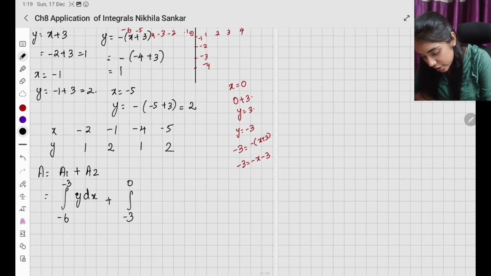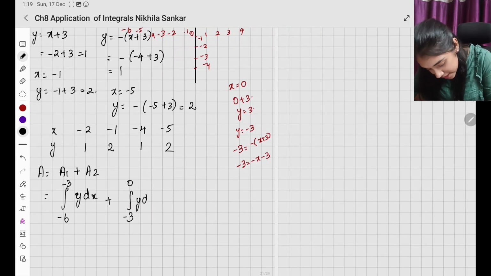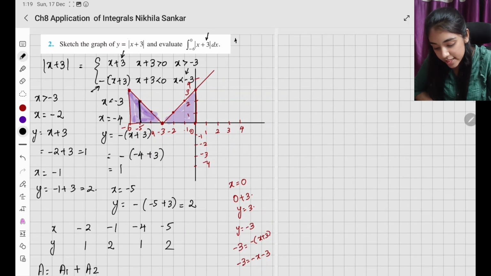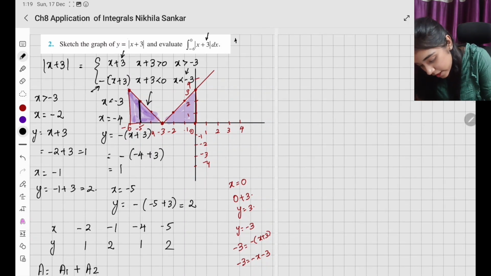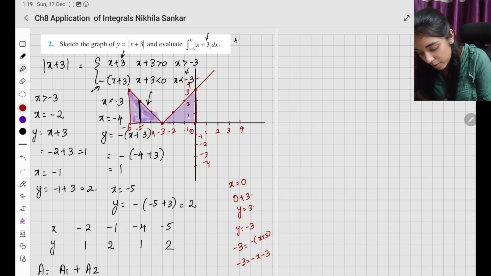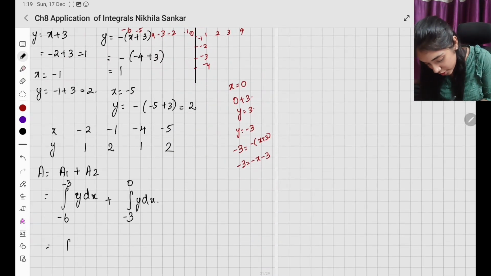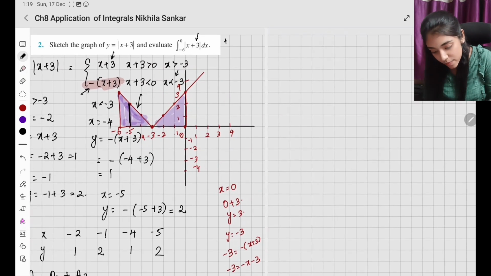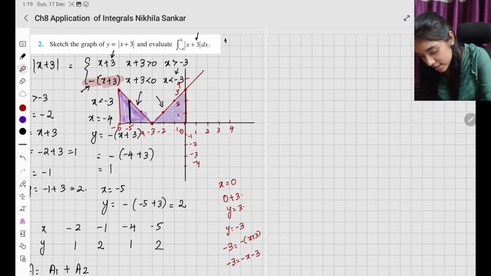Okay. So this is going to be integral of y dx. Now the y value, we are talking about the left hand side. So on the left hand side, for this particular function it is going to be x less than minus 3. X less than minus 3, I am talking about this. So it is going to be minus of x plus 3. So this is going to be integral minus 6 to minus 3 of minus of x plus 3 times dx, plus this is minus 3 to 0, and this particular function is going to be this. So I have x plus 3. That's the particular function.